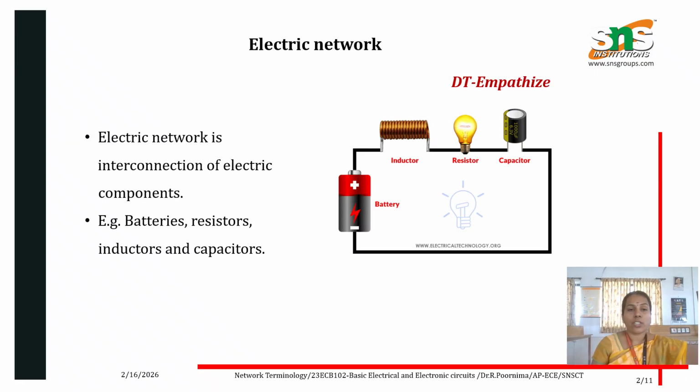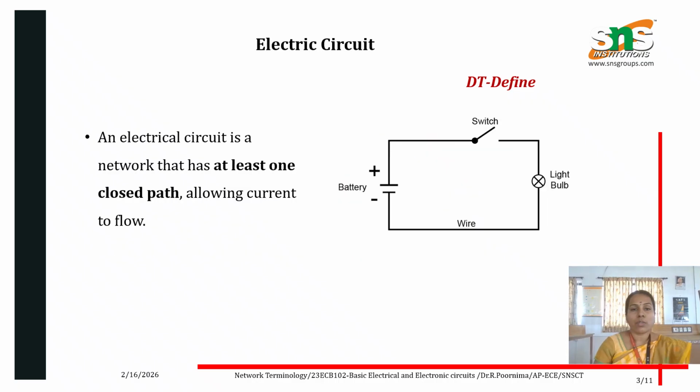So electrical network is interconnection of various circuit elements or electrical components. For example, this circuit consists of battery, inductor, resistor and capacitor. So this electrical network terminology can be defined one by one.